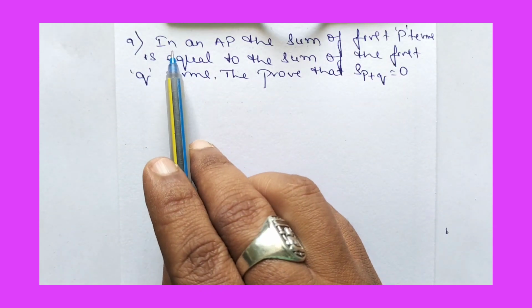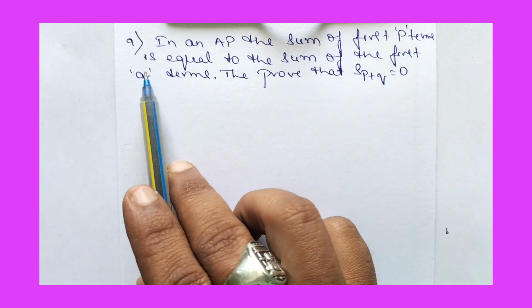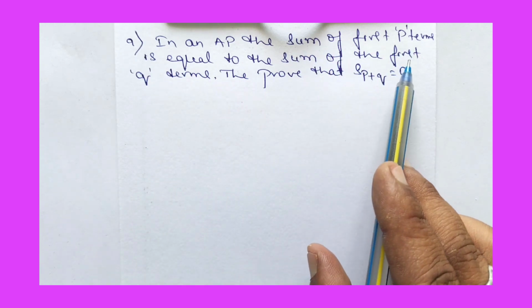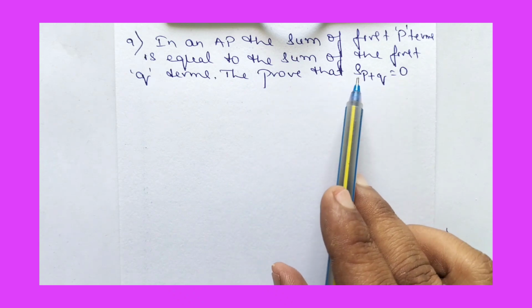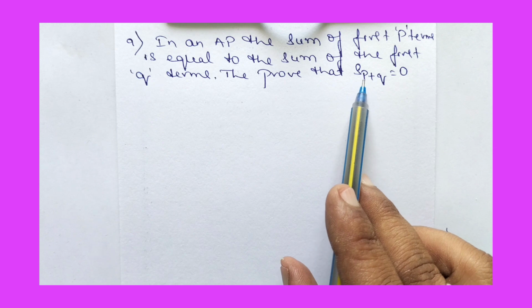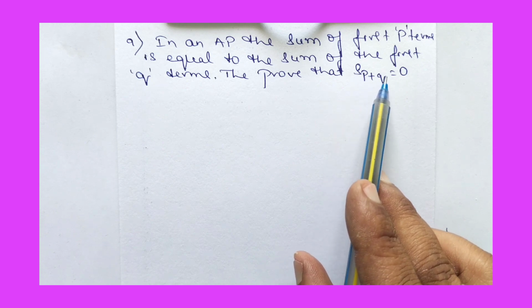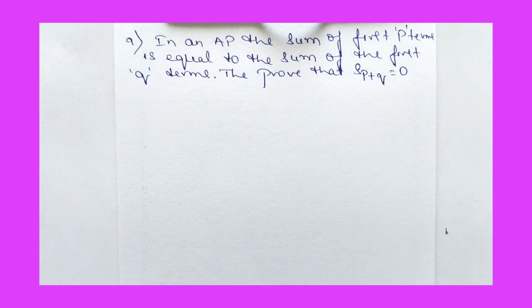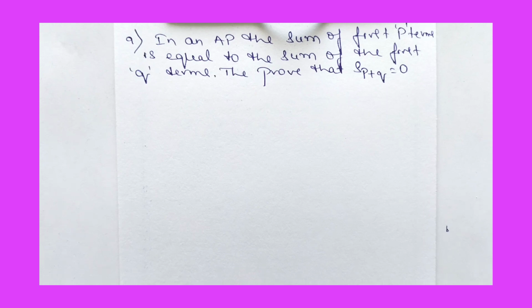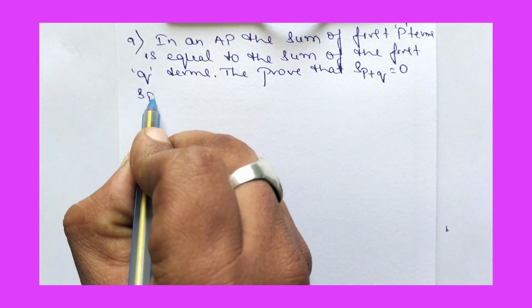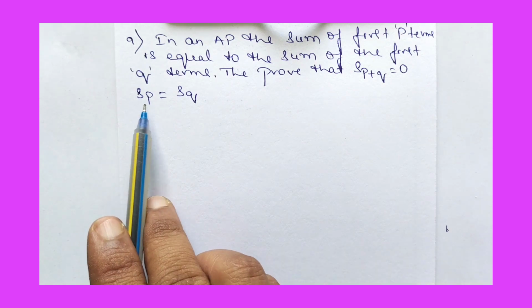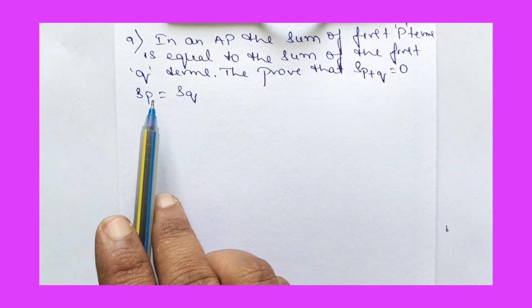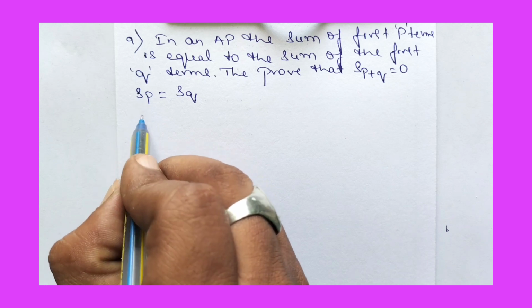The 9th question is: in an AP, the sum of the first P terms is equal to the sum of the first Q terms. Then prove that S P plus Q, the sum of the P plus Q terms, is equal to 0. So let us solve this question. First, the condition is SP is equal to SQ, the sum of P terms is equal to the sum of Q terms. So we use the formula for SP.